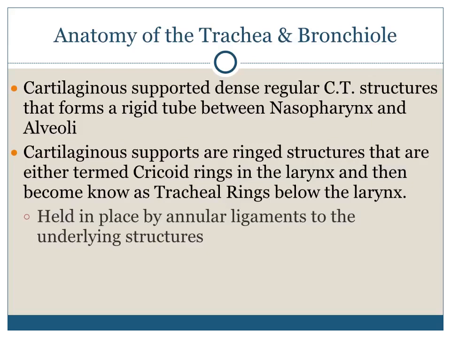When we look at the trachea and the bronchiole, we're looking at cartilaginous structures, which are basically C-shaped, connected by annular ligaments and longitudinal ligaments. The cartilaginous structures are supported by what are called cricoid rings within the larynx, as well as the tracheal rings. The cricoid and the tracheal rings are held in place by annular ligaments that allow them to flex and move without displacement of the structure.